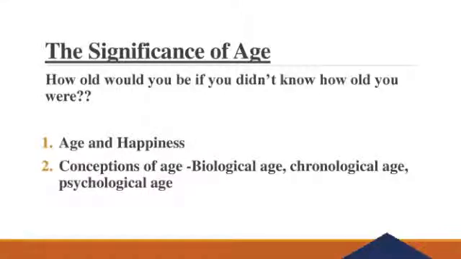When I discuss age, there are three different types of age. One is biological age, chronological age, and psychological age. I'm not discussing this here. I expect this is kind of a homework for you. You can check these things out on the internet or in your reference books, right? The significance of age and how it impacts your happiness. What are these three: biological age, chronological age, and psychological age?